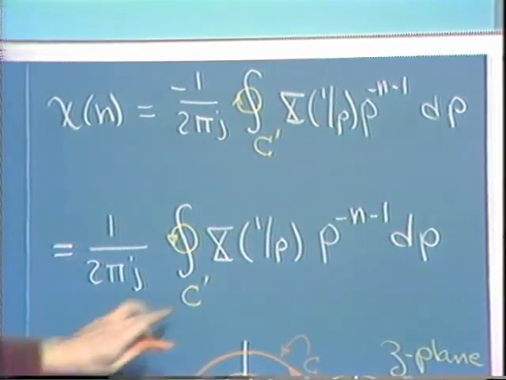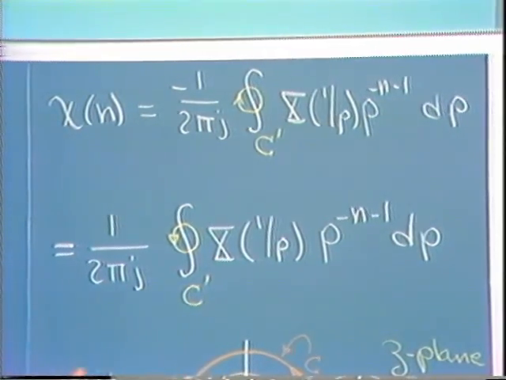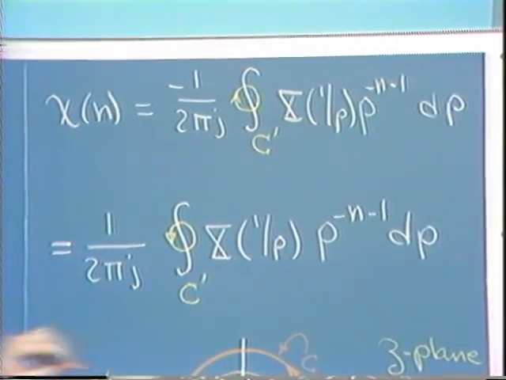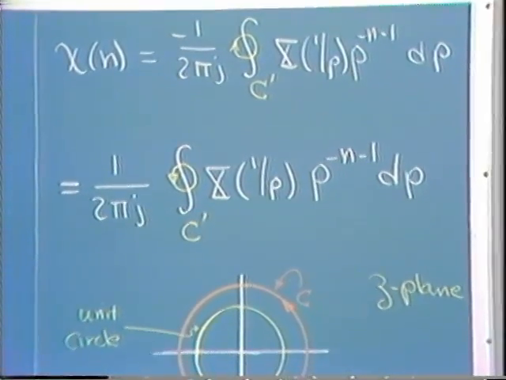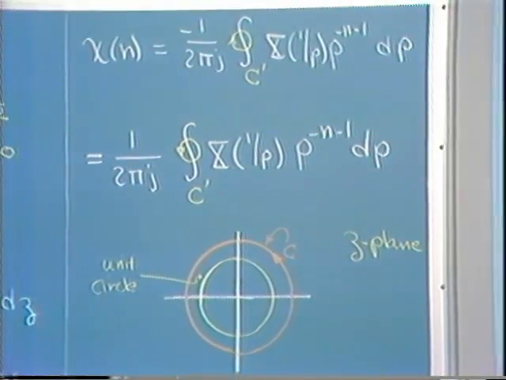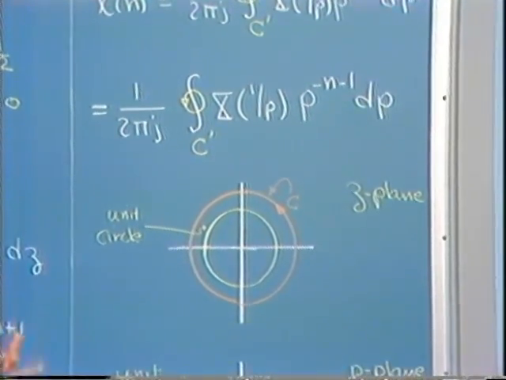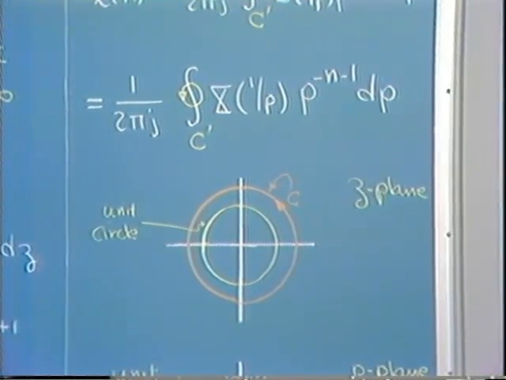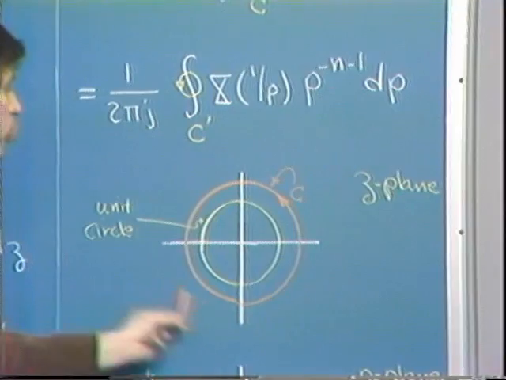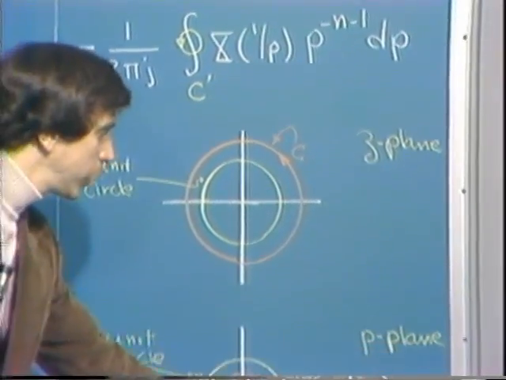And what is this contour now? Well, if the old contour, C, was circular with a radius of r, this contour, C prime, is a circle with a radius of 1 over r. Well, let's just look at what this substitution of variables z to 1 over p did, as a matter of fact. Here, I've illustrated the z-plane. Here, I've illustrated the p-plane.